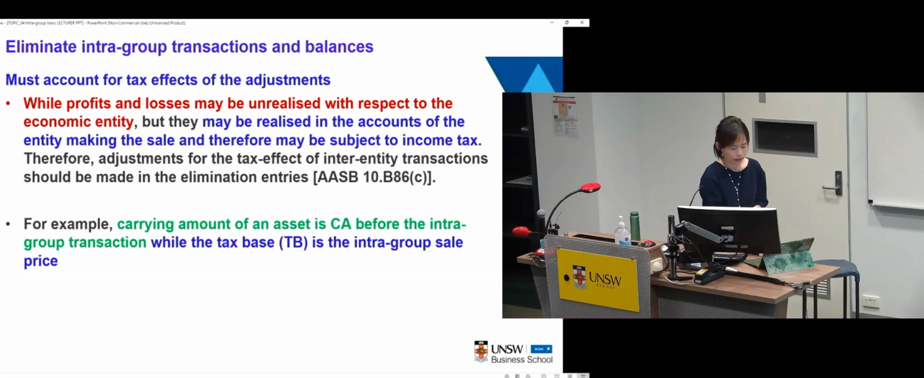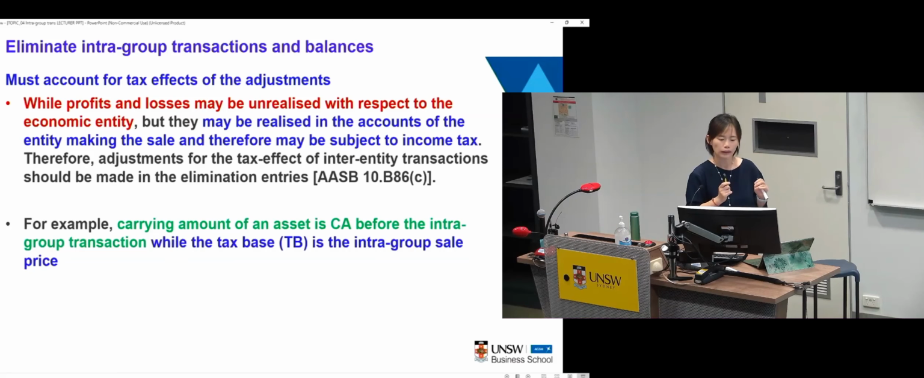Now, we also have to consider the tax effect entry. So we must account for the tax effect of your adjustment. Why do we need to adjust for the tax? Let's have a look at this. Now, when profit or loss remains unrealized from the group perspective, you need to eliminate this unrealized profit or loss in your consolidated accounts, right? So in your consolidation worksheet. So what is the effect of these adjustments? When you eliminate the unrealized profit, for example, the group profit will be reduced, right? When the group profit decreases, the income tax expense of the group should also decrease.